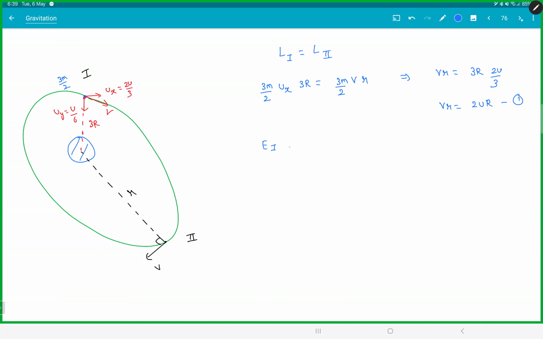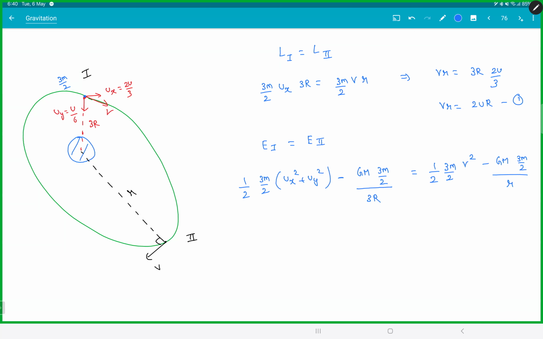Energy is conserved after collision. E1 is equal to E2. This guy will be half. Mass is 3m by 2. The speed is ux square plus uy square, minus the energy is minus GM 3m by 2, and the distance is 3 GM by r. This will be half 3m by 2 v square minus GM 3m by 2 by smaller.